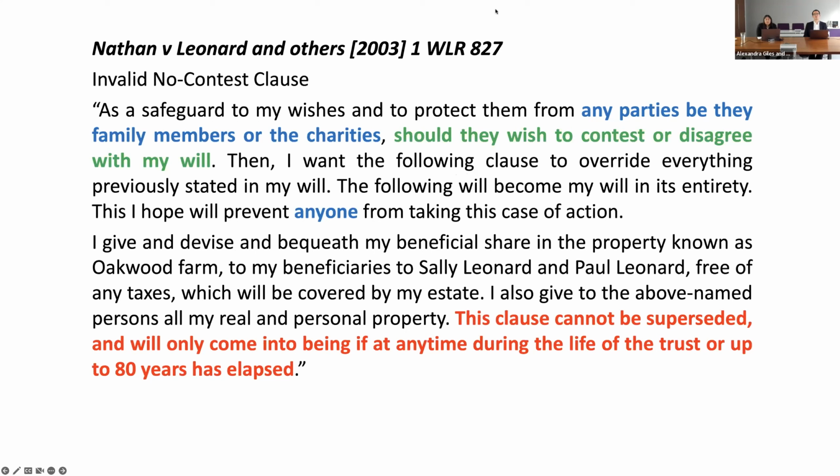argued that these words were not intended to introduce any additional requirement and were merely a statement of the obvious. But in relation to the problematic part, which was really the will only come into being if, Judge Martin found that it did imply that the gift over would only come into play if something else happened. But what that something else would be was difficult to know because it just really wasn't clear.